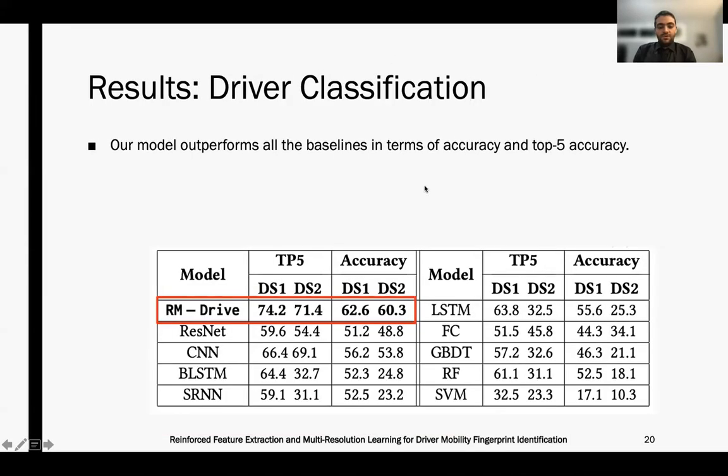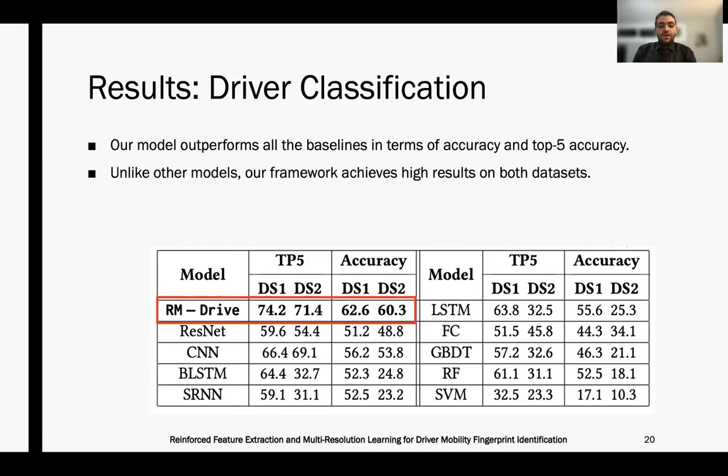In this table, we show the performance of our driver classification, and we can see that our model outperforms all the baselines. Also, unlike some of the models, our model achieves good accuracy on both datasets, considering the fact that we didn't perform any kind of hyperparameter tuning, like the resolution, to run the model on dataset 1 and dataset 2. So that means that our architecture can be easily transferred to other datasets without much parameter tuning required.